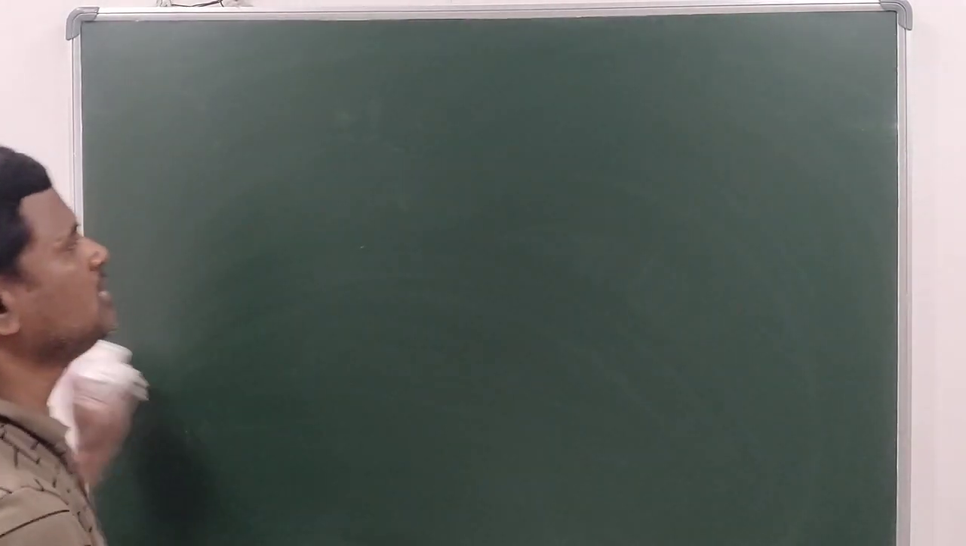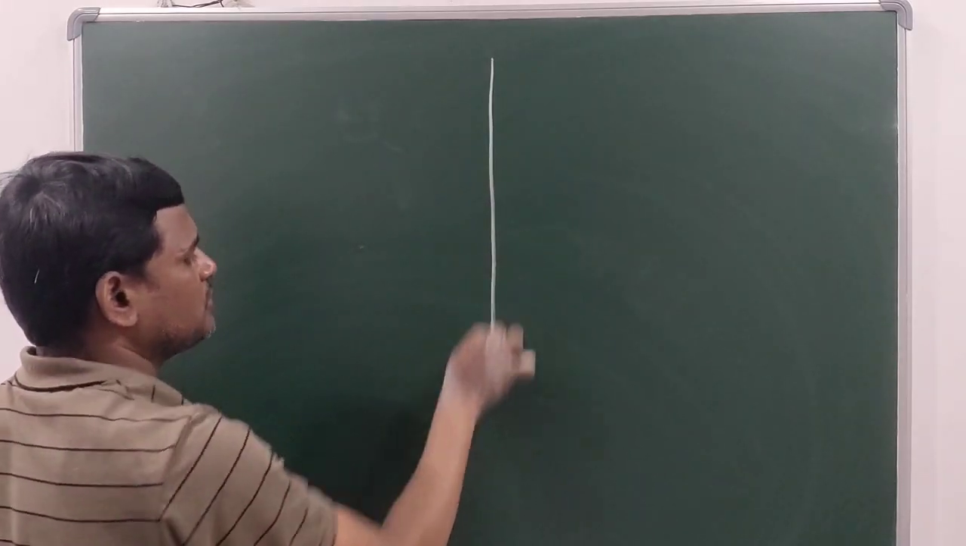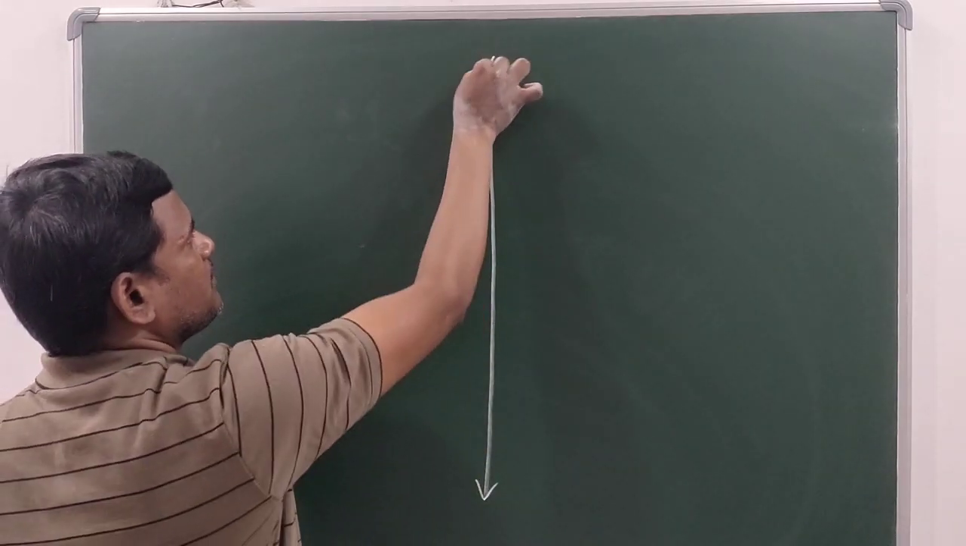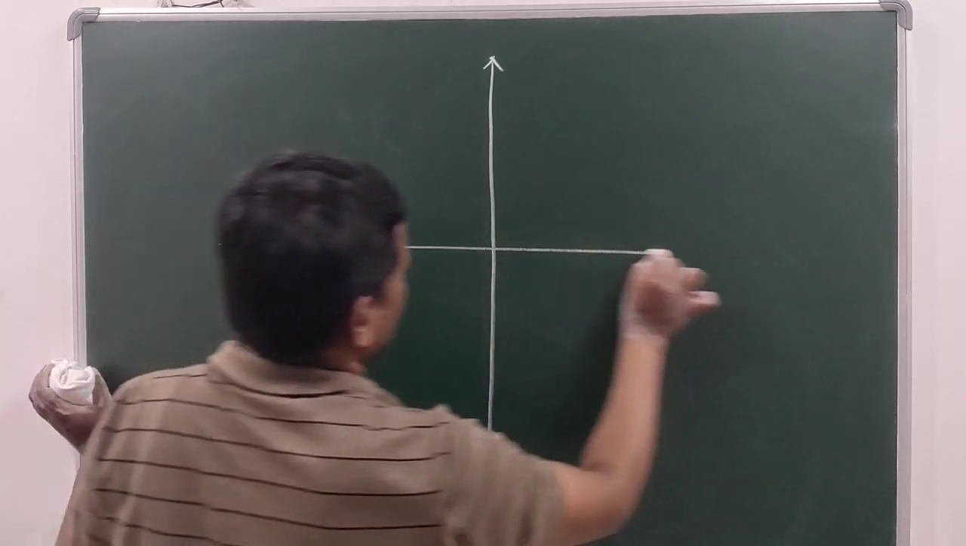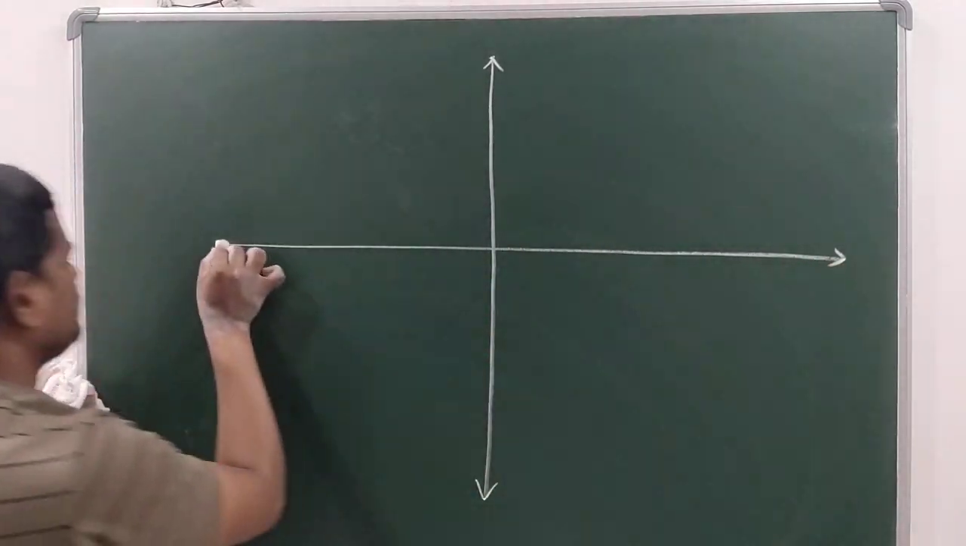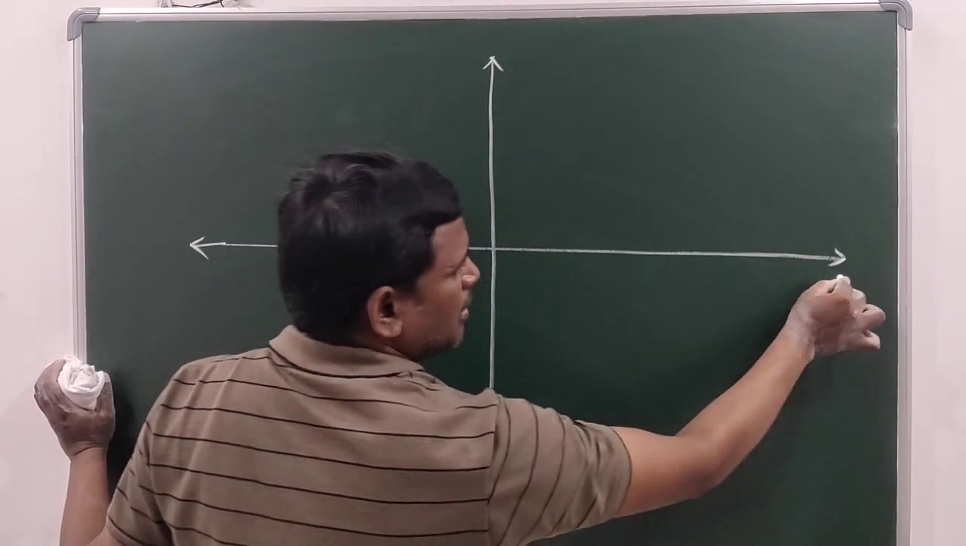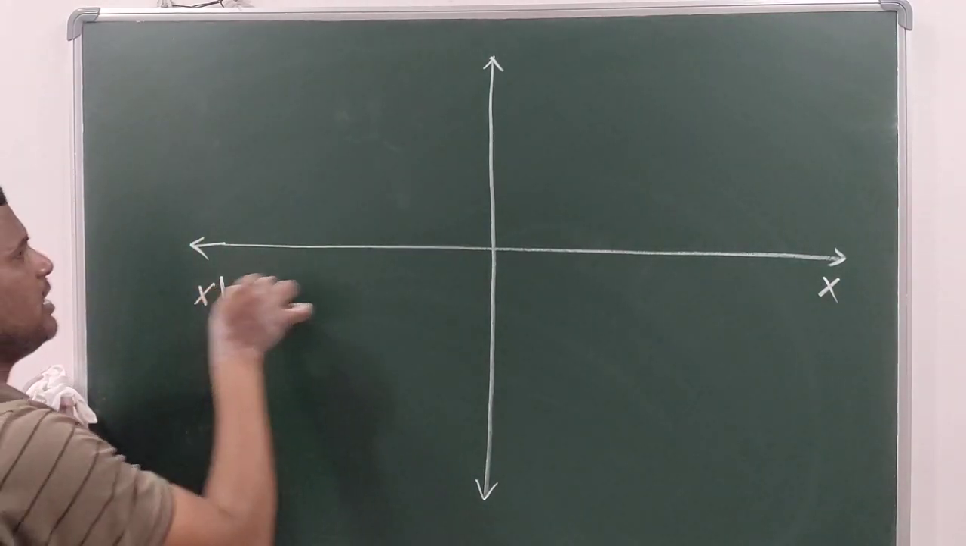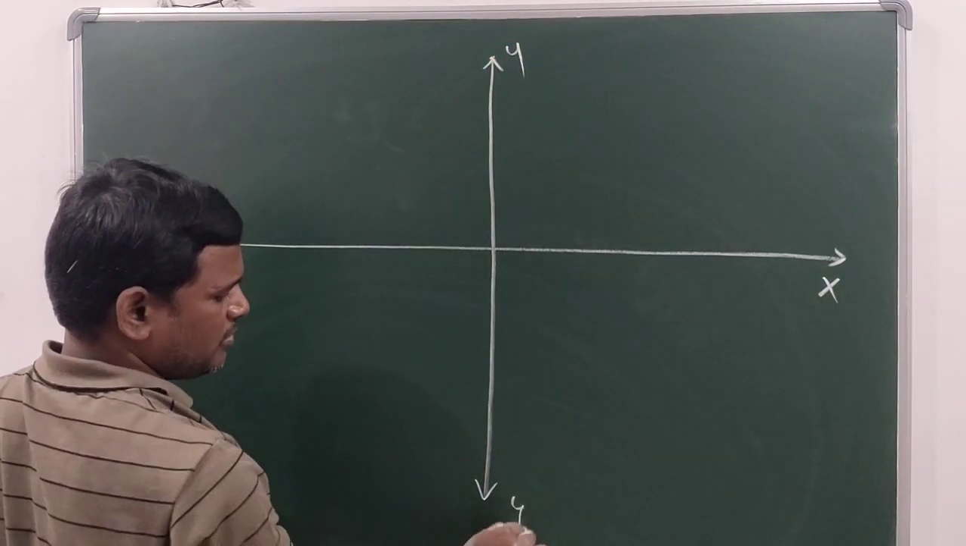Same as the previous functions. See the graph of cosec x first. X dash, y dash.